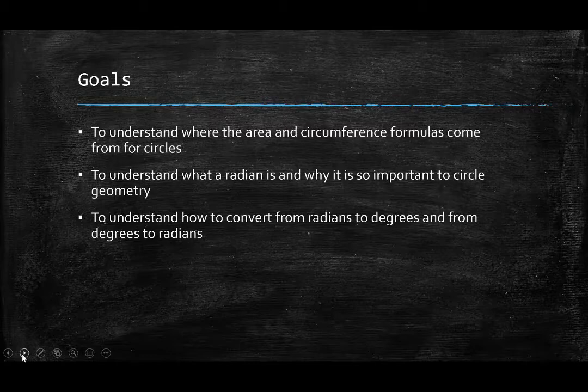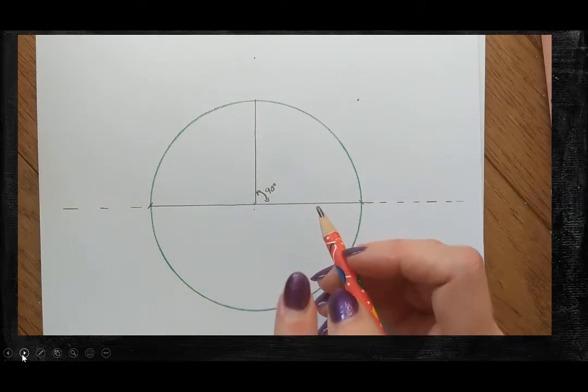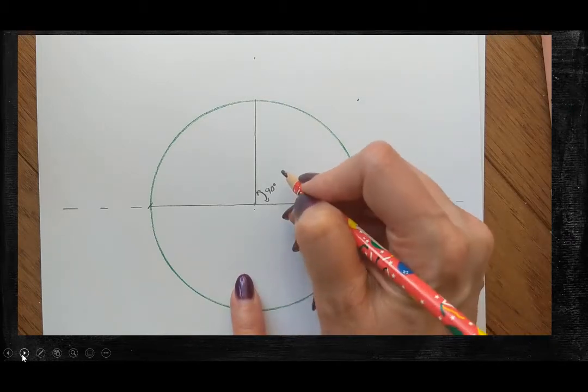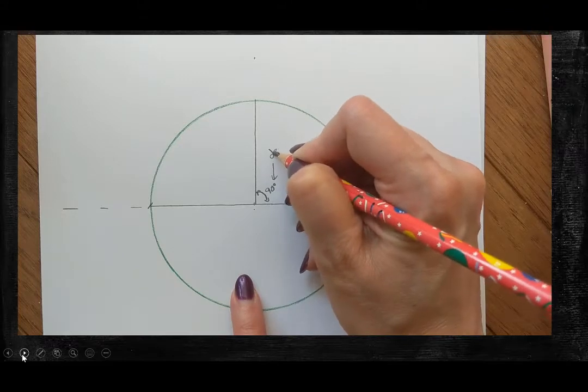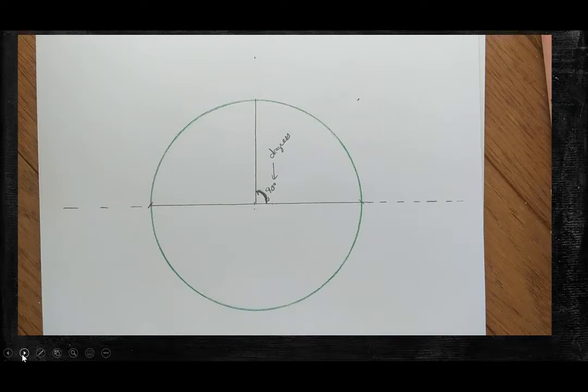Okay, to do that, we need to understand what a radian is, which is a different sort of measure than a degree. So for example, here you see this circle, and on this circle I have a 90-degree angle marked, and so we might call this 90 degrees, right? But there's another unit of measure for angles, and that's called radians.